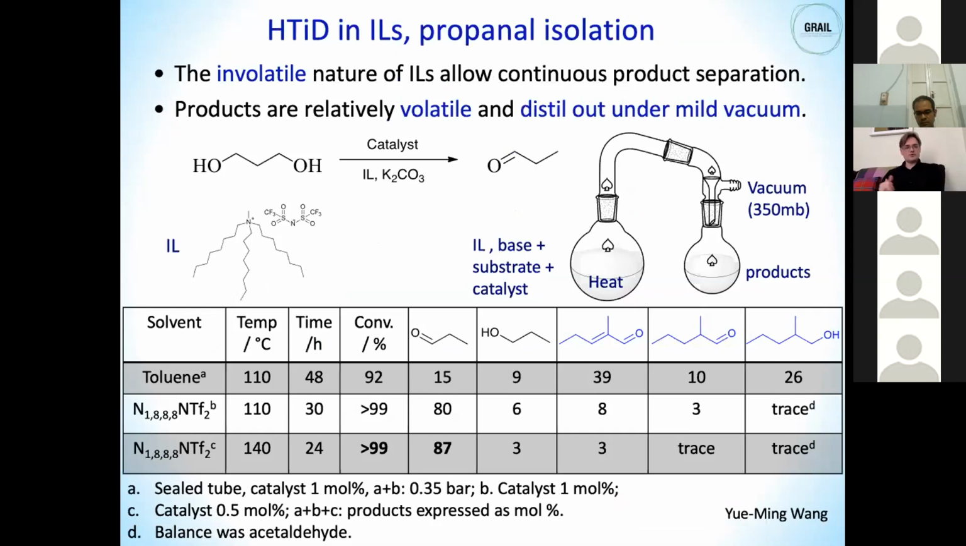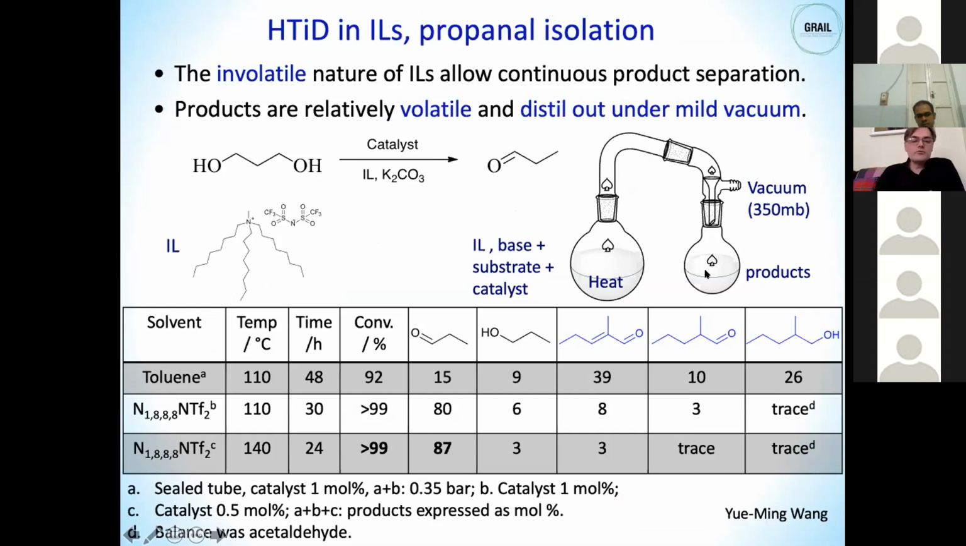And the good thing about this reaction is the propanol, because we've removed oxygen from it, is more volatile than the 1,3-propanediol. So what that means is we can run the reaction under a low, mild vacuum, and this is very achievable industrially. So, and then we had the ionic liquid here with the product and the base. We run the reaction and we can remove the products as they're formed.